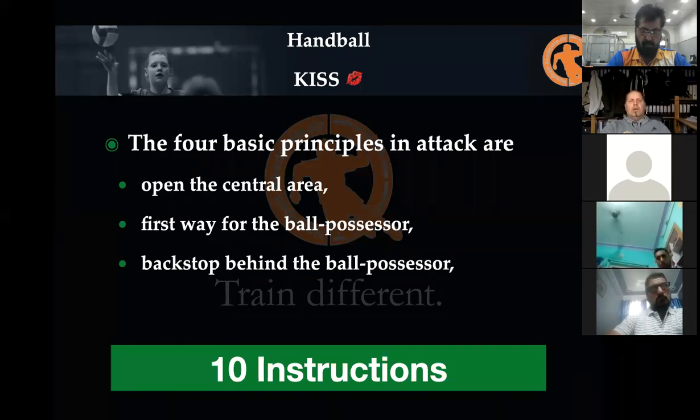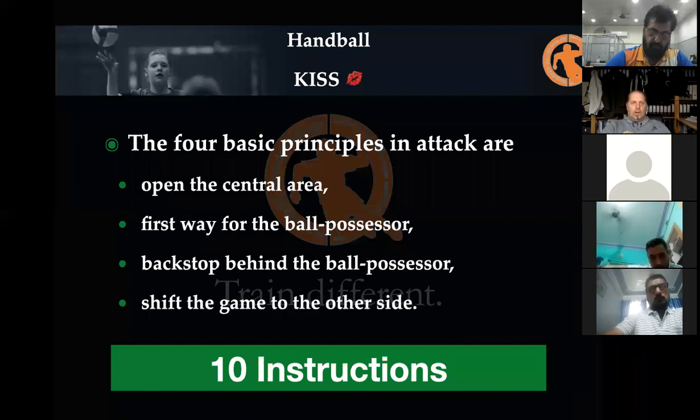So that's why not everyone can run inside the defense, because they have to come out again, and an easy pass to the back should be possible. And the last one is something which appears in tactical game, like attack in team play, attack against open and close defense. It's shifting the game to the other side.